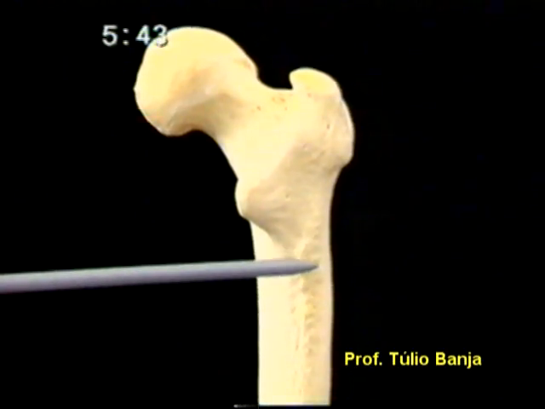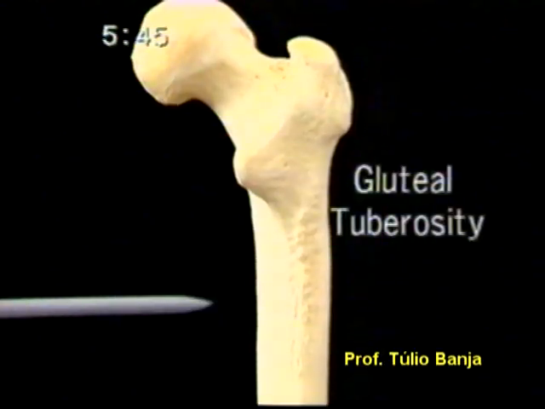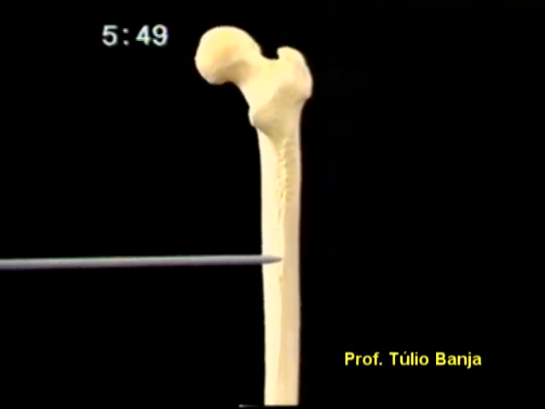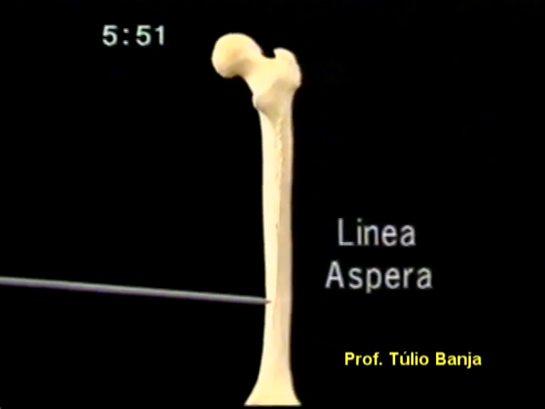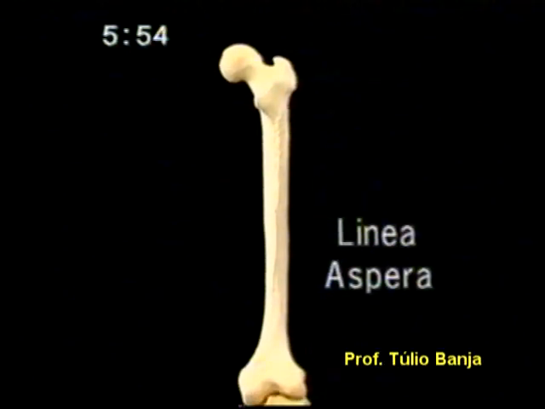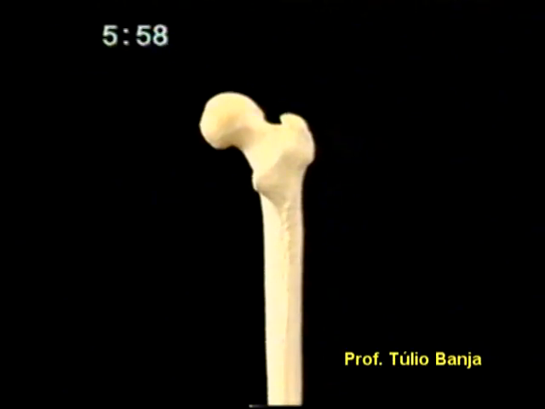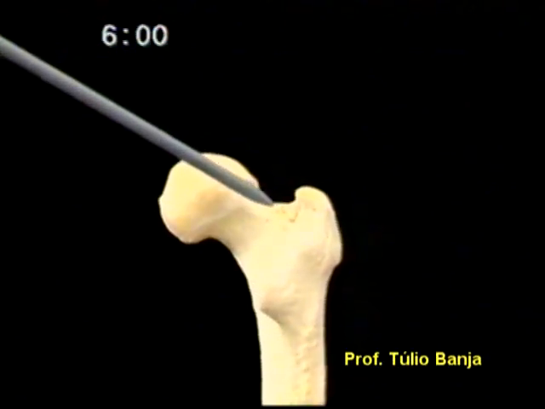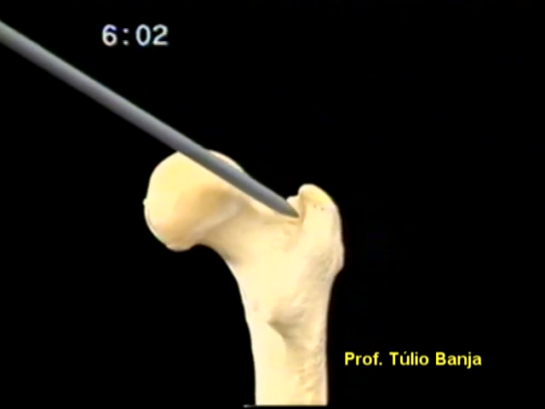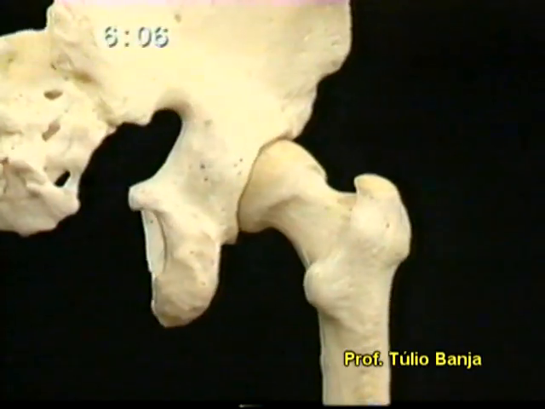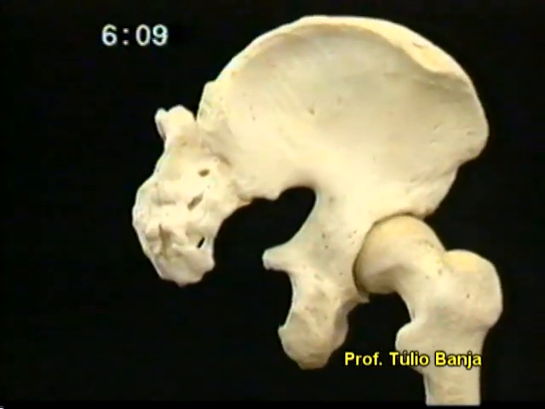This broad rough area is the gluteal tuberosity. This rough line running down the shaft of the femur is the linea aspera. Many muscles have their origins or their insertions on the linea aspera, on the gluteal tuberosity, and in this hollow in front of the intertrochanteric crest. Now that we've looked at the dry bones, let's see how they look in the living body.